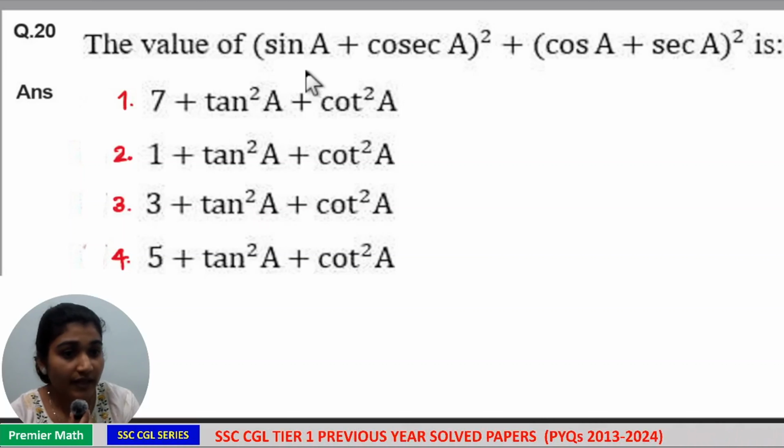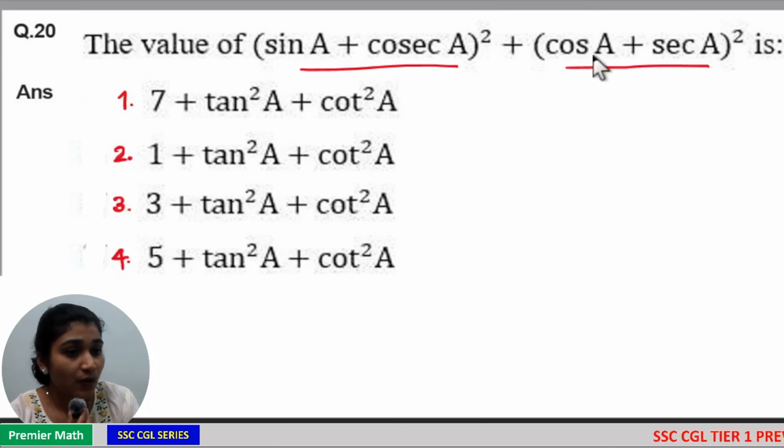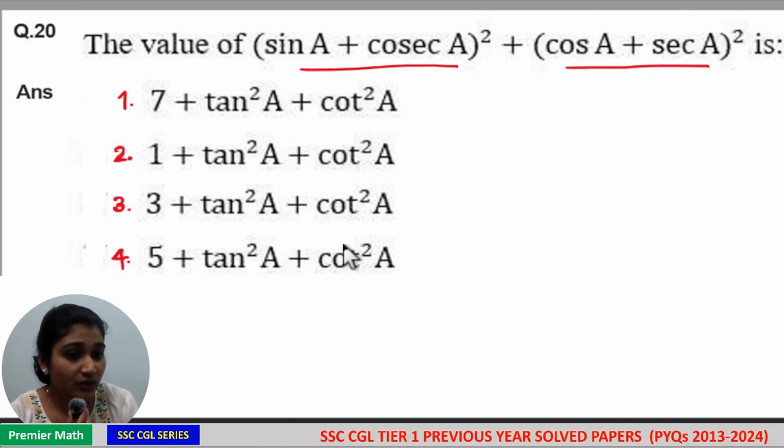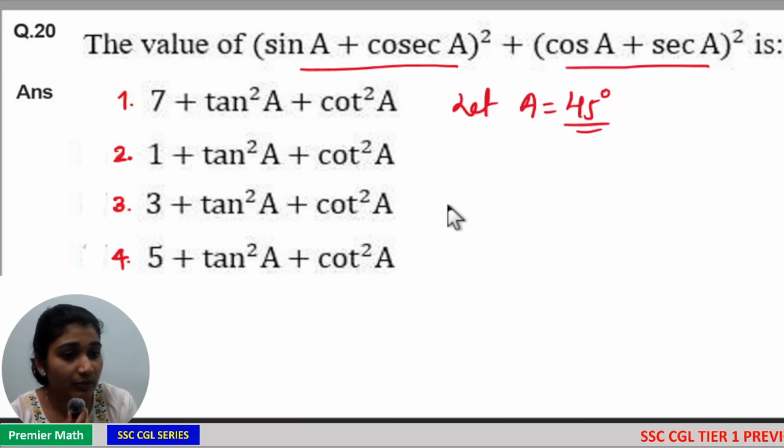The value of (sin A + cosec A)² + (cos A + sec A)² is? Here cos A is the inverse of sec A, and sin A is the inverse of cosec A. So for easy calculation, let's take A as 45 degrees, because sin 45 is equal to cos 45, which is equal to 1 by root 2.